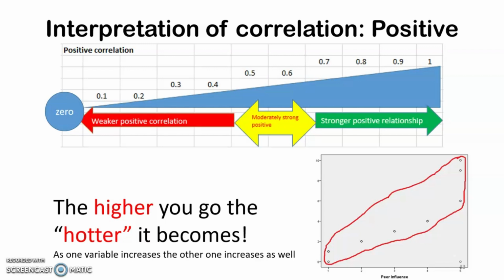The scale runs from 0 to 1. 0 to about 0.4 means a weaker positive correlation. From about 0.4 to 0.6, we have a moderately strong positive relationship. But as we move from 0.7 to 1, we have a stronger relationship. We say positive, which means that as one variable increases, the other variable also increases. We can say the higher you go, the hotter it becomes. Of course, this is not scientifically correct.